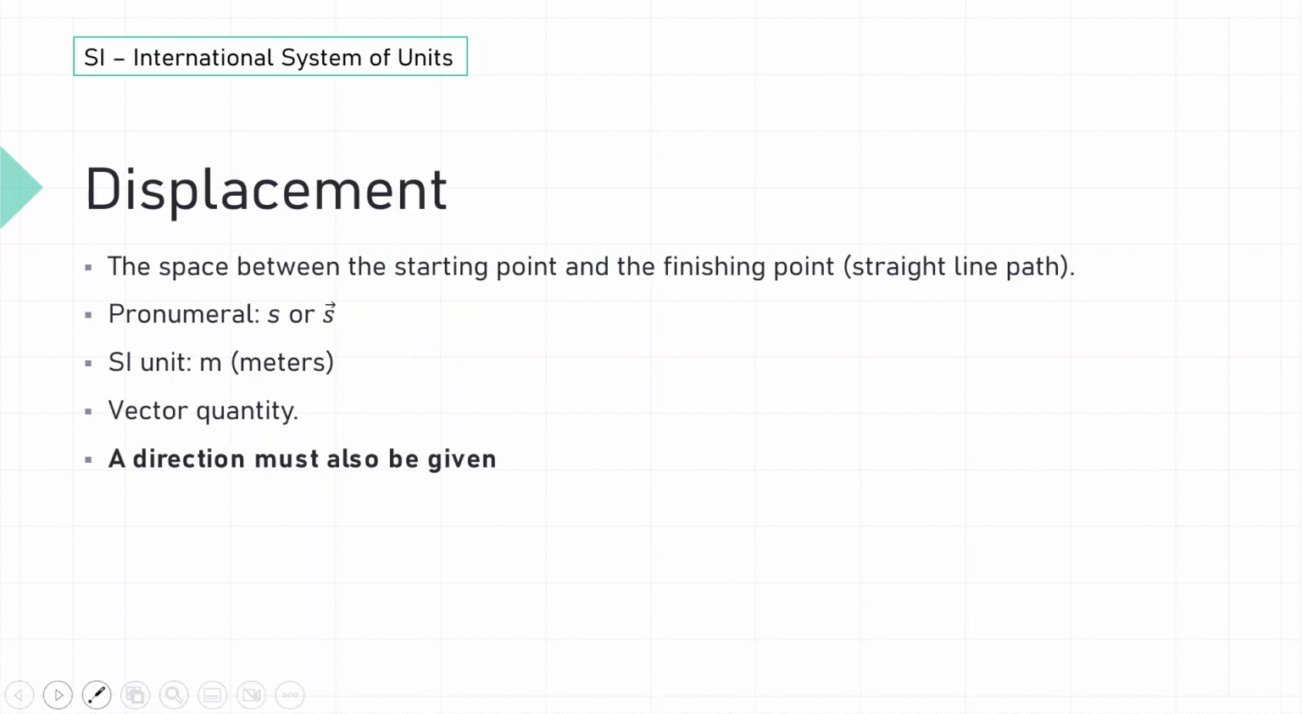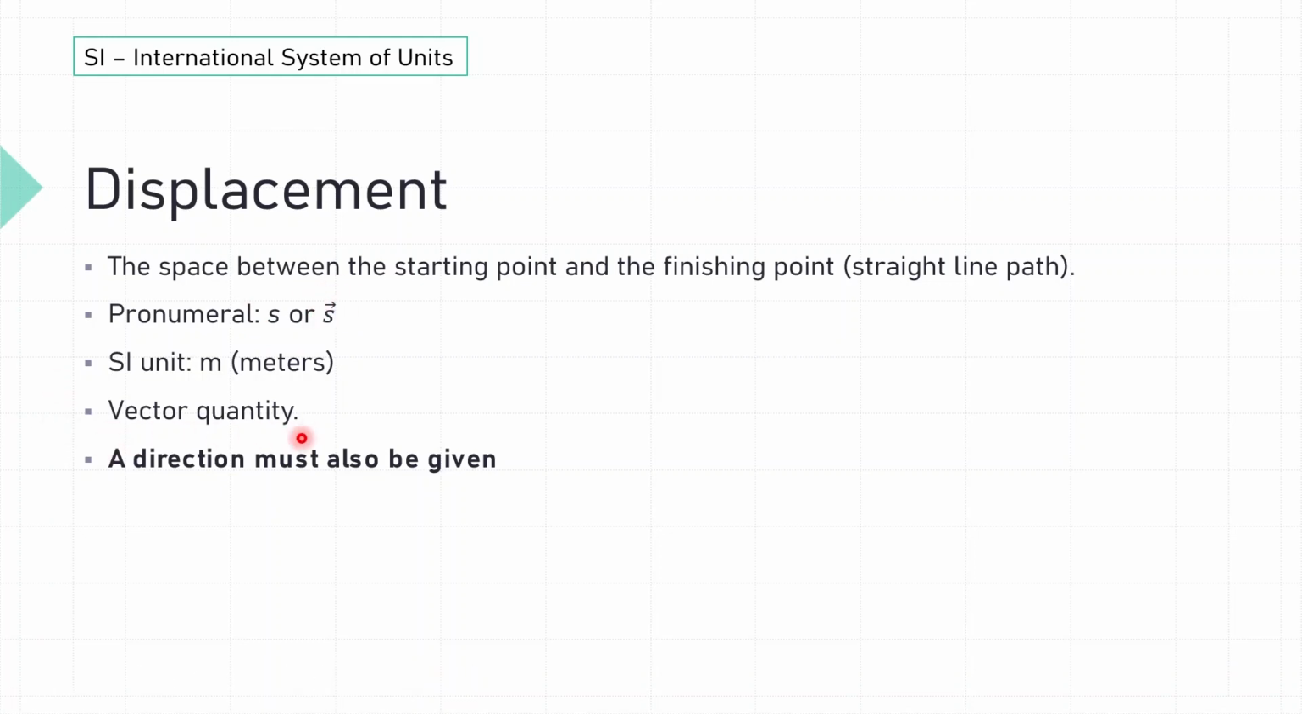Now, displacement is similar to distance. It's still the space between an area that's being traveled, but specifically we're looking at the distance between a starting point and finish point, and we call it the straight line path. I'm going to draw what I mean by actual distance or actual path and straight line path in a second. Now, for displacement, we might see pronumerals as S or S with an arrow over the top. Now, the arrow is here because it is a vector quantity.